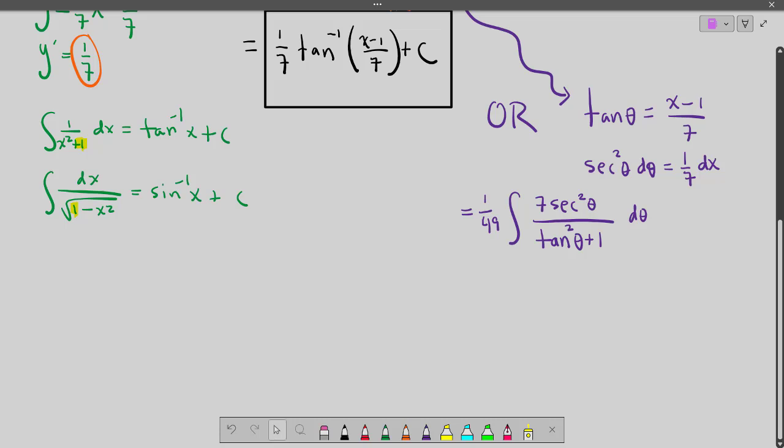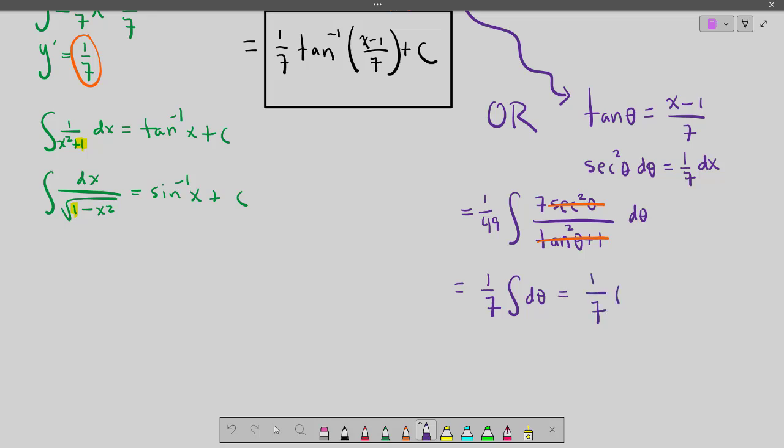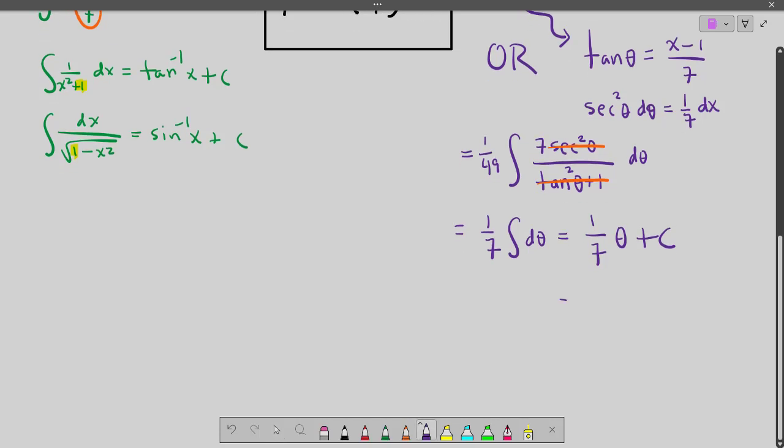And what is tan squared plus 1? Secant squared. So then these guys cancel. That and that cancel. And so then when we do our integration, the 7 comes to the front, giving us 1/7. And we have just the integral of d theta. And what's the integral of d theta? So then we go back up here, and theta is inverse tan of x minus 1 over 7.